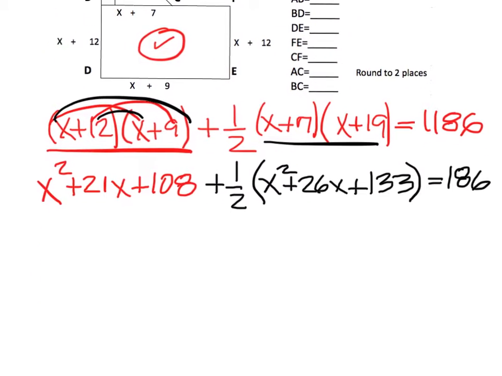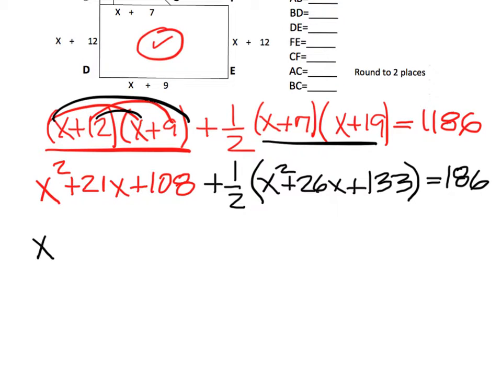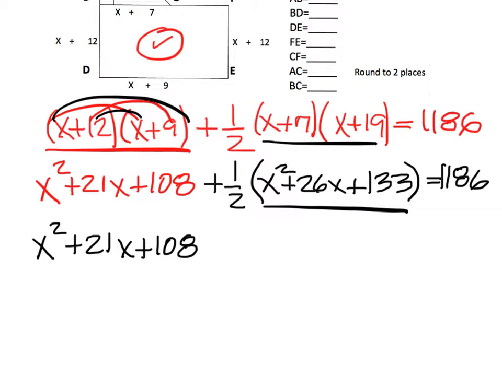Okay, we can simplify some more. We're going to keep x squared plus 21x plus 108. 1186? Should be 1186. I left off the 1. X squared plus 21x plus 108. And then we're going to multiply 1/2 times this quantity to get plus 1/2 x squared plus 13x plus 133 over 2.